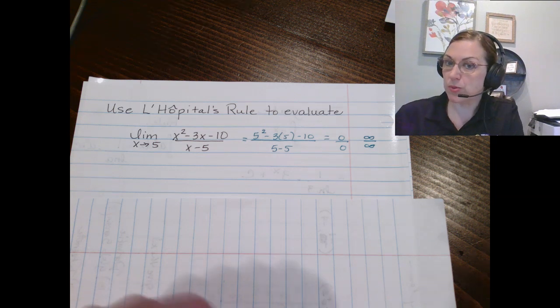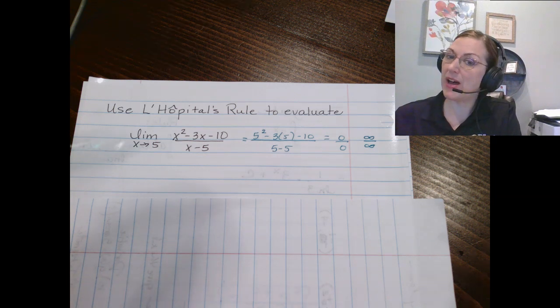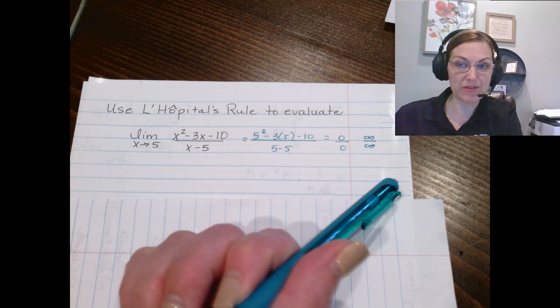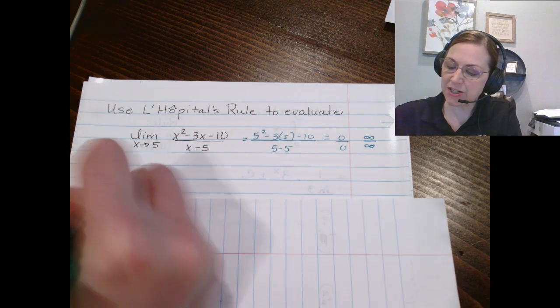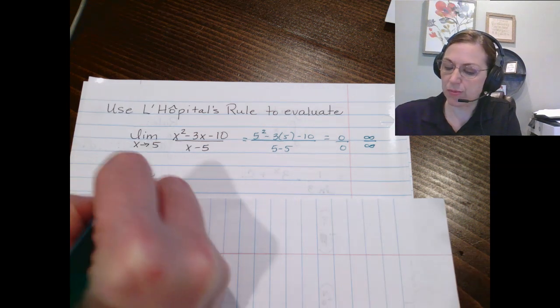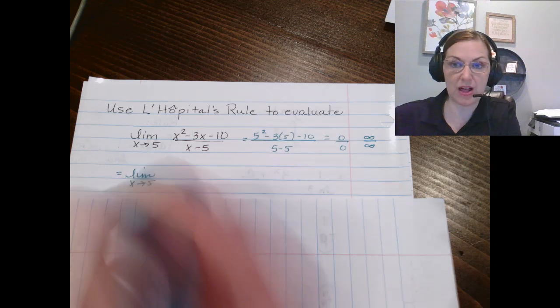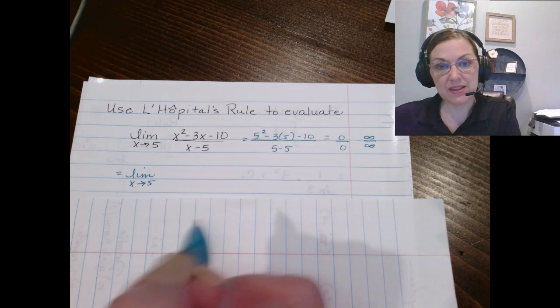So what does L'Hopital's rule say? Well, it says that if you have the indeterminate form 0 over 0 or infinity over infinity, you can actually take the derivative of the numerator and the derivative of the denominator and then evaluate the limit.